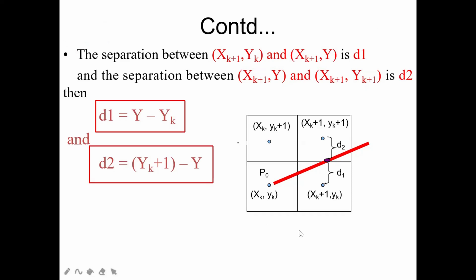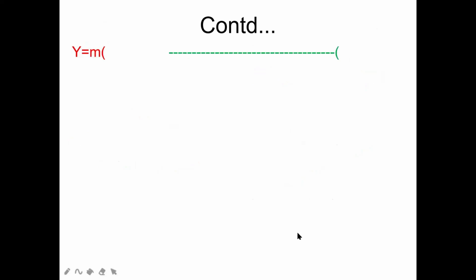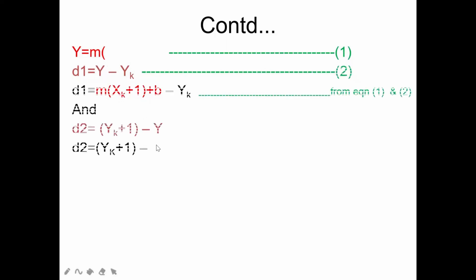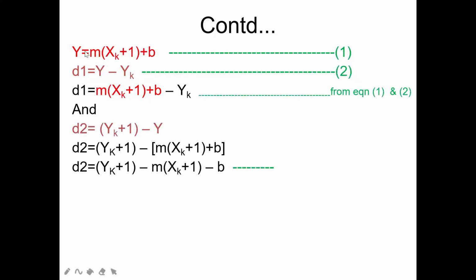So now just write it down. I'm going to fill up everything. First thing I know is that d1 equals y minus yk from the previous slide. Now what is the value of my y? You people know that my y value is equal to m(xk+1) plus b. So this is my line equation. Everything just note it down, because it will be helpful when you calculate. So y equals mx plus b. This is my first equation.